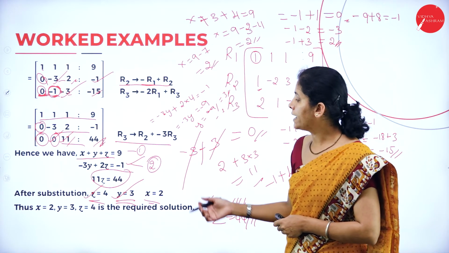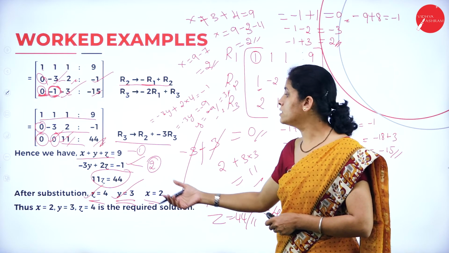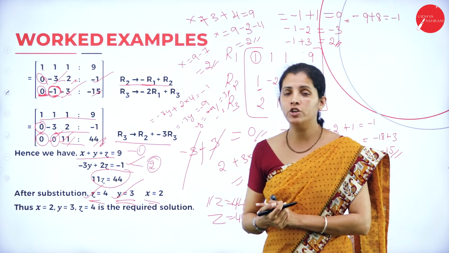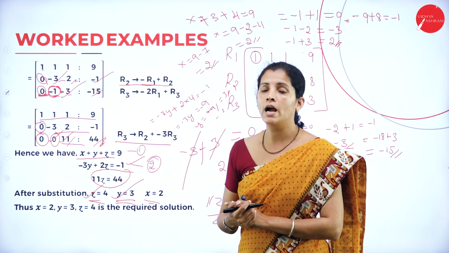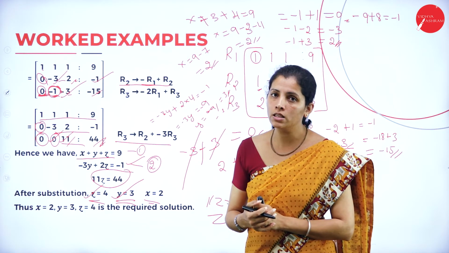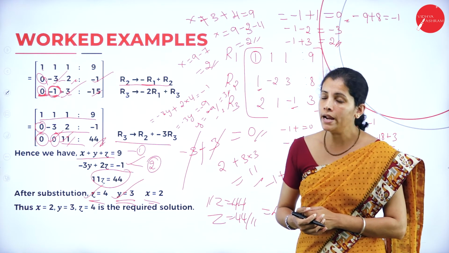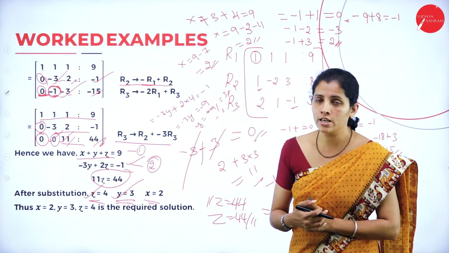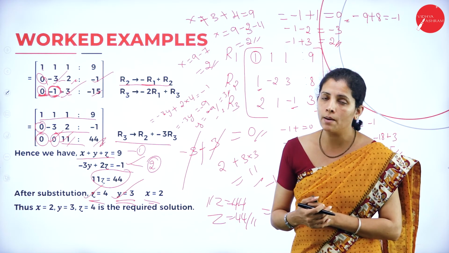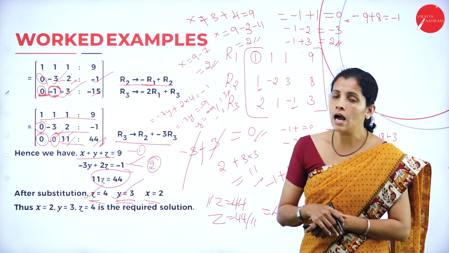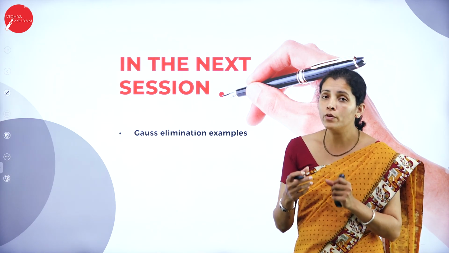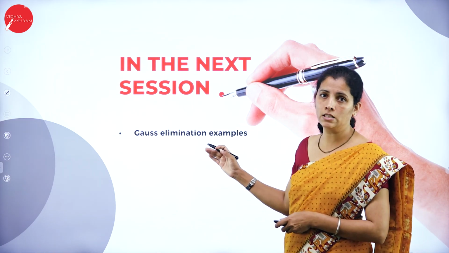This is the way I can find the solution for 3 unknowns, that is x, y, z. According to the Gauss elimination method, first I eliminate the values in order to find the solution for 3 unknowns. Anyway, dear student, in today's session, I started with the Gauss elimination method and I solved one example question. In my next session, I am going to solve a few more problems under this method.